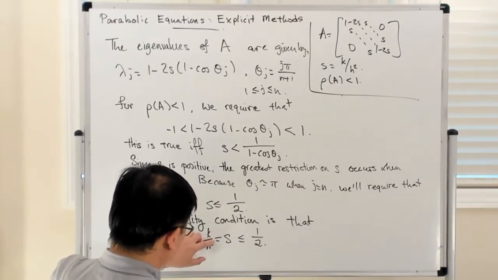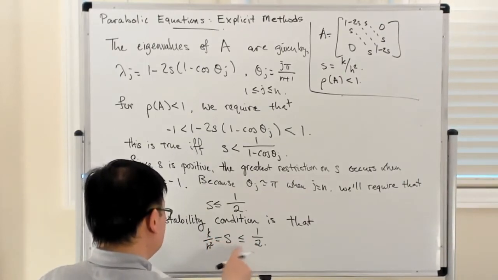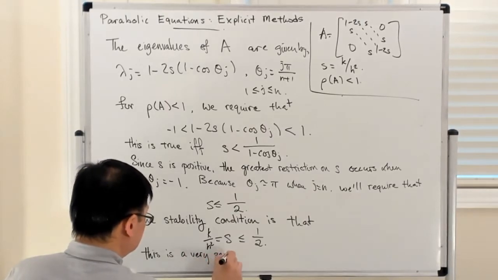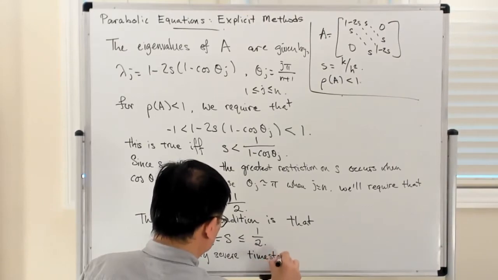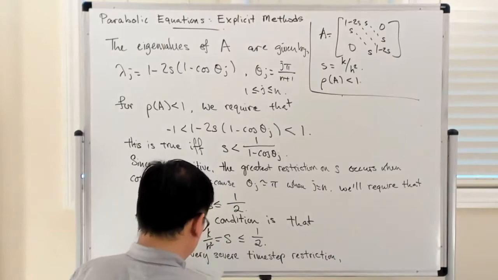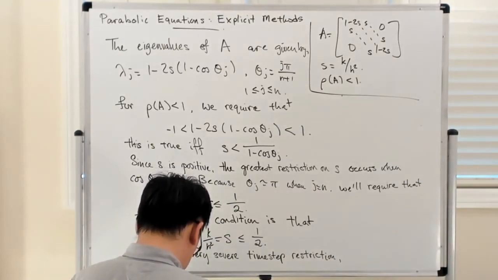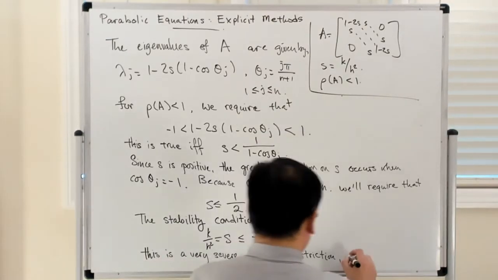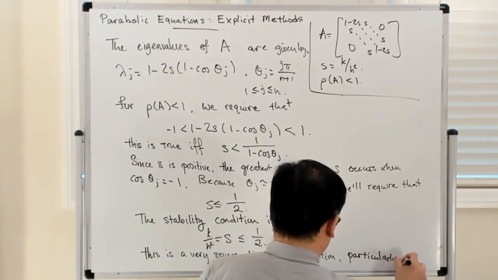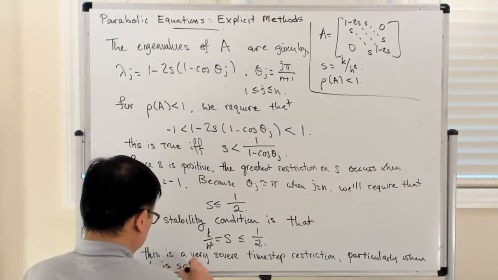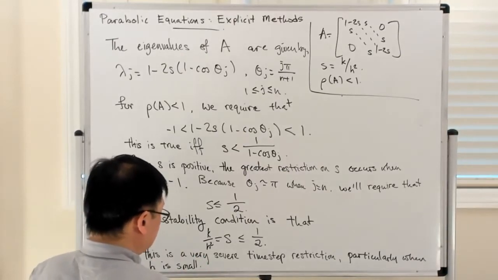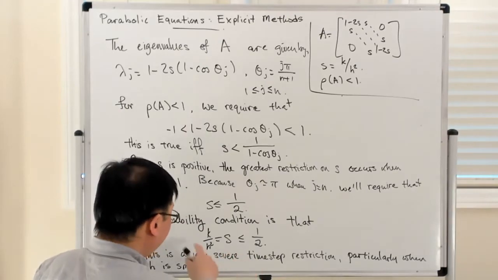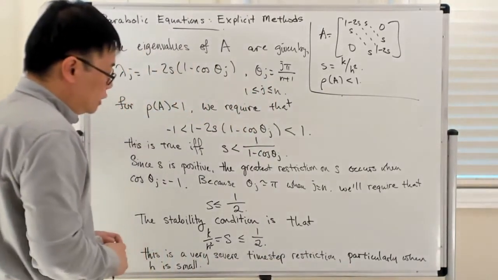So the problem with the explicit method is that this imposes a very severe time step restriction, automatically, when h is small. h is the spatial mesh size, so if the spatial mesh is small, you take the square of it and multiply by half, and that's the limit on how large a time step you can take. So this is a very restrictive condition.